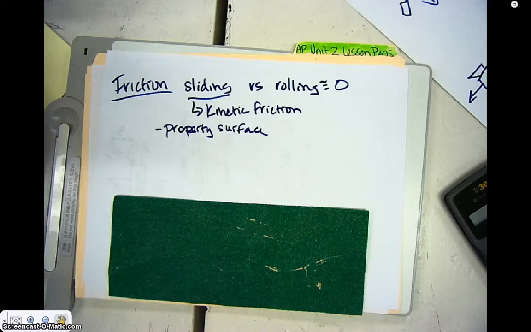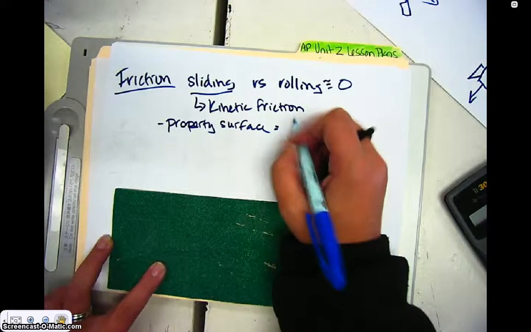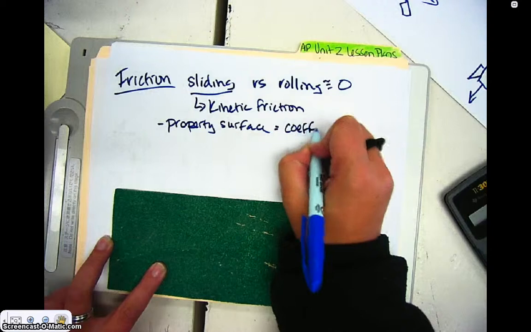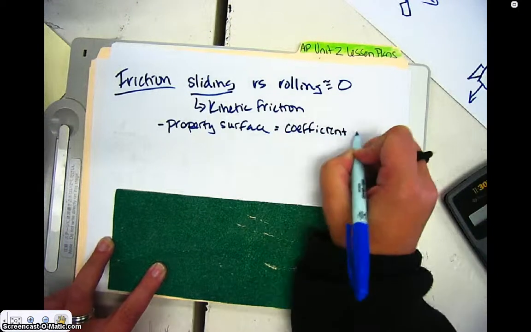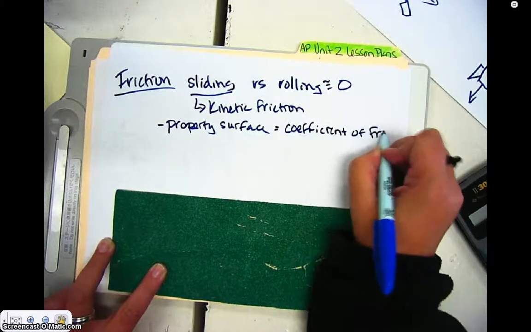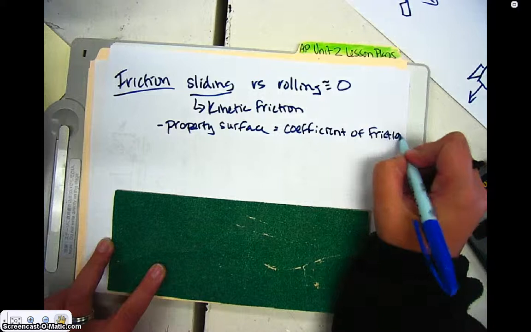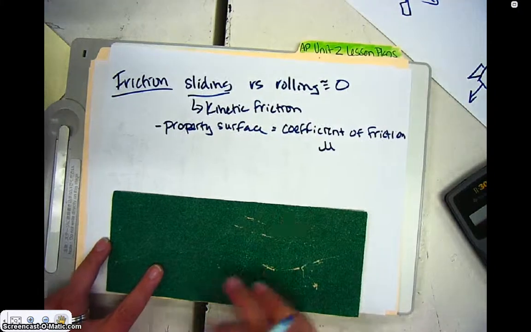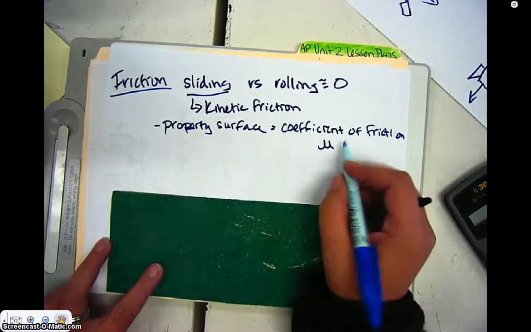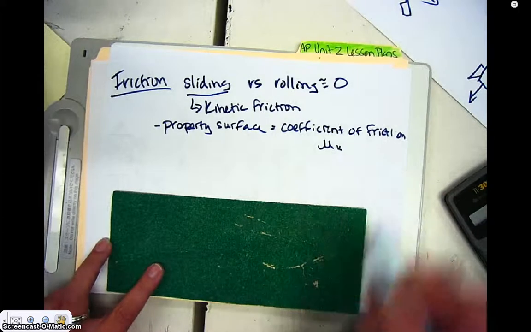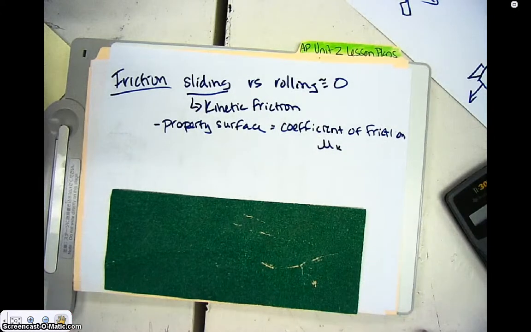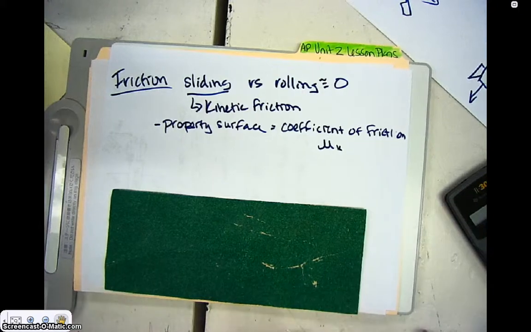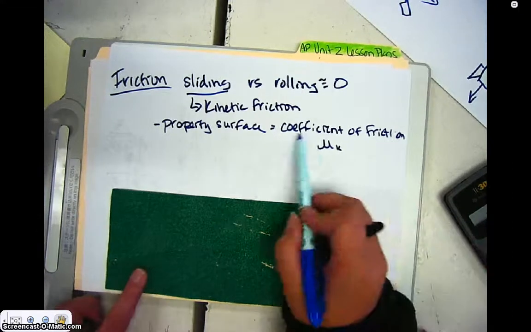In terms of the equation, this is called the coefficient of friction, and we write it with the Greek letter mu. If we're talking about kinetic friction, we put a little k, and we'll see in a second another kind of friction, static friction, which we would put an s on. So it is a coefficient of friction.